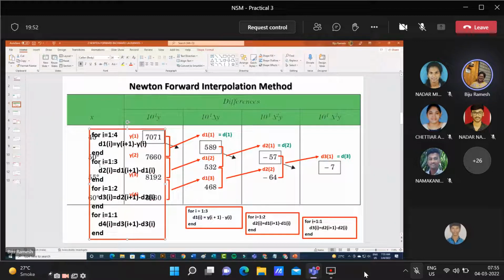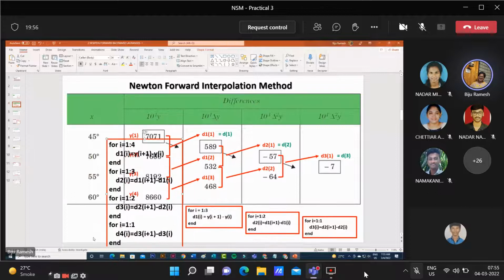In the example that we have taken, we have one more value. We have 5 values, but here we have only 4 values. So it is I is equal to 1 colon 3. But in the example that we are discussing, we have 5 values, so I is equal to 1 to 4.